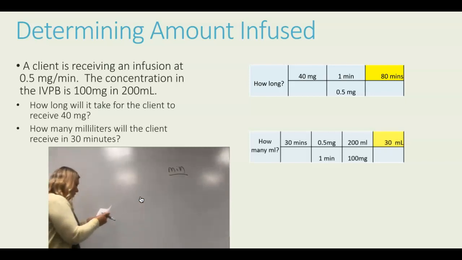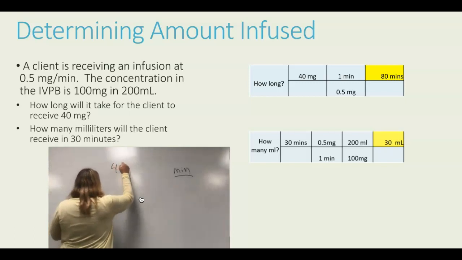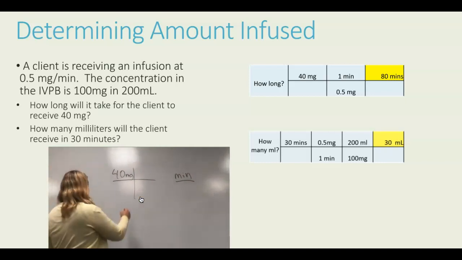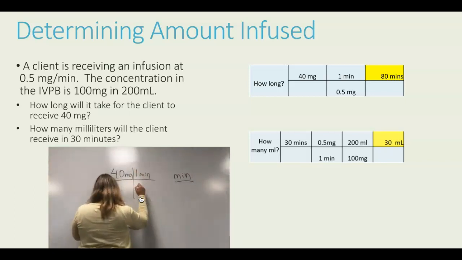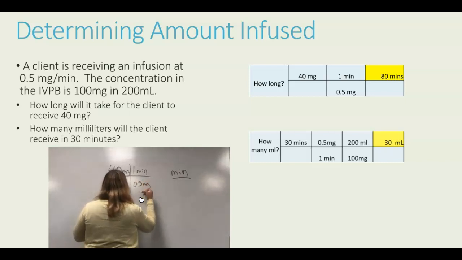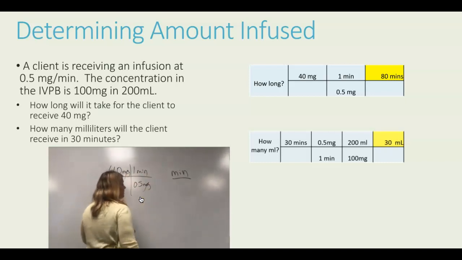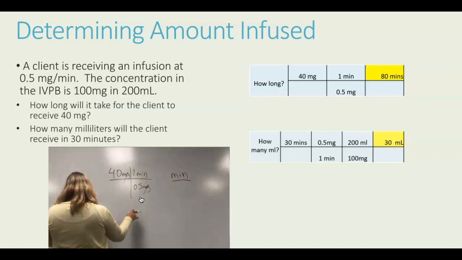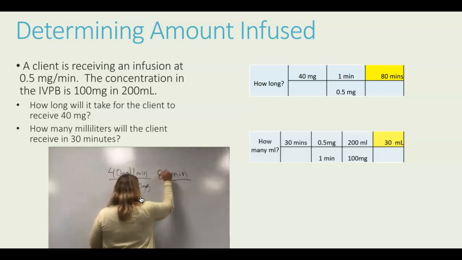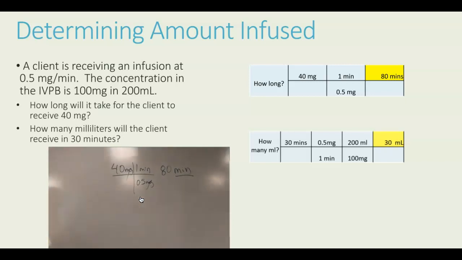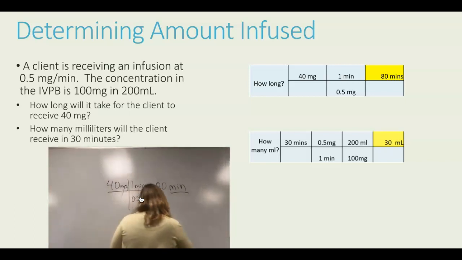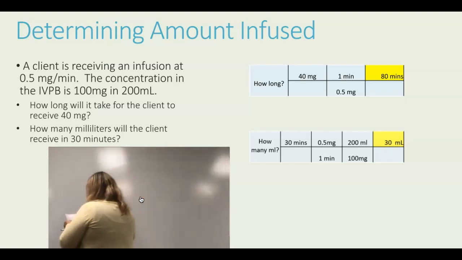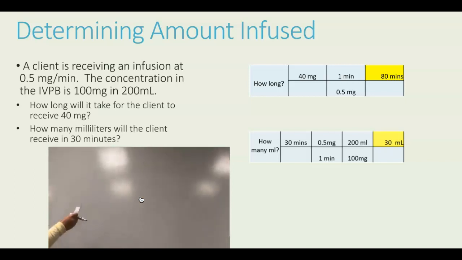Okay, and what we know is that we've got 40 milligrams. It's asking how long will it take to get to 40 milligrams? And how fast is it going? It's going in 1 minute. We've got 0.5 milligrams. And if milligrams cancel out, I'm left with minutes by itself. That line just answers the question. We just need to do the math. So 40 times 1 divided by 0.5, you guessed it, that's going to be 80 minutes. Okay? Or, you can convert that down into hours and minutes if you want. 1 hour, 20 minutes.